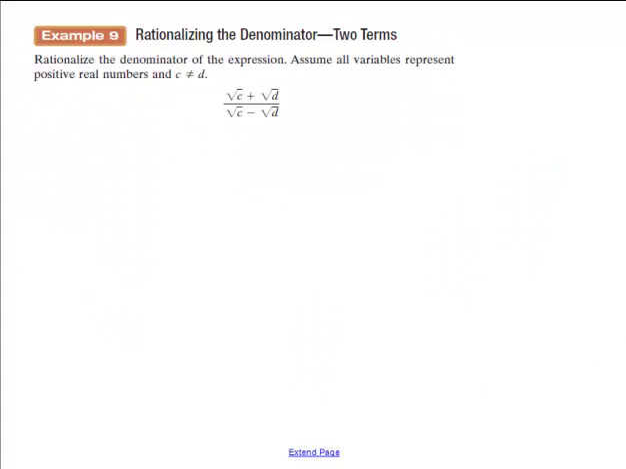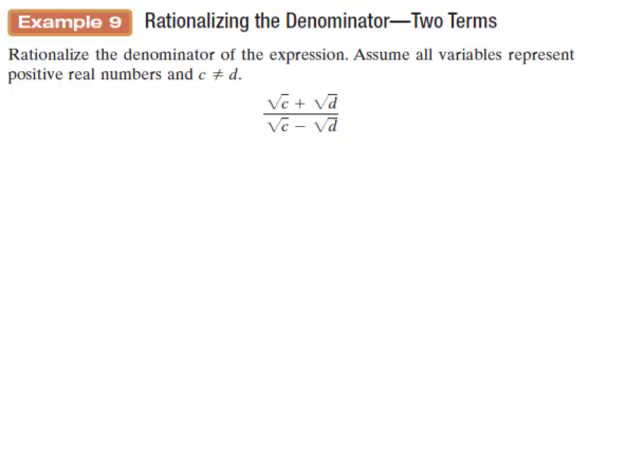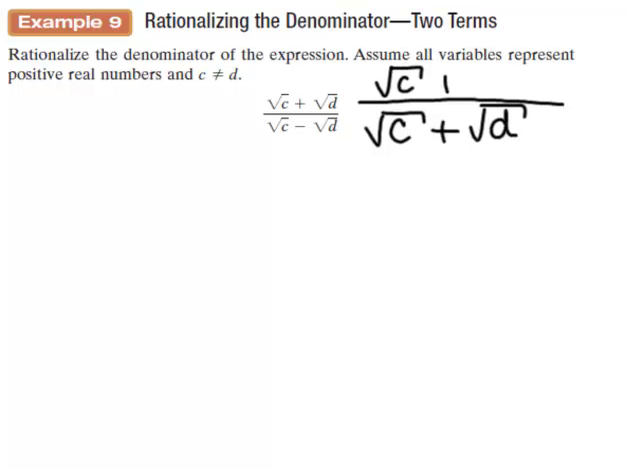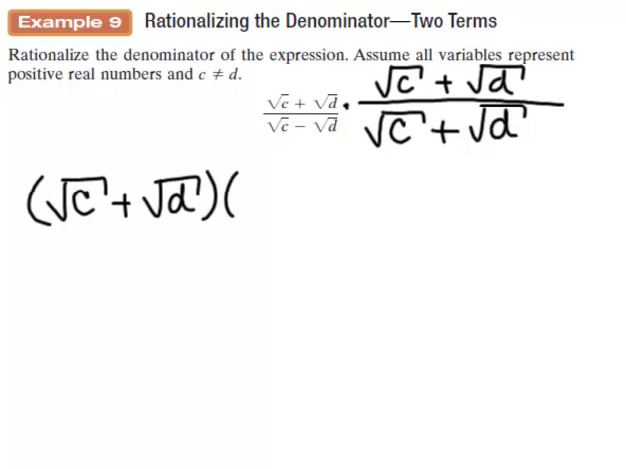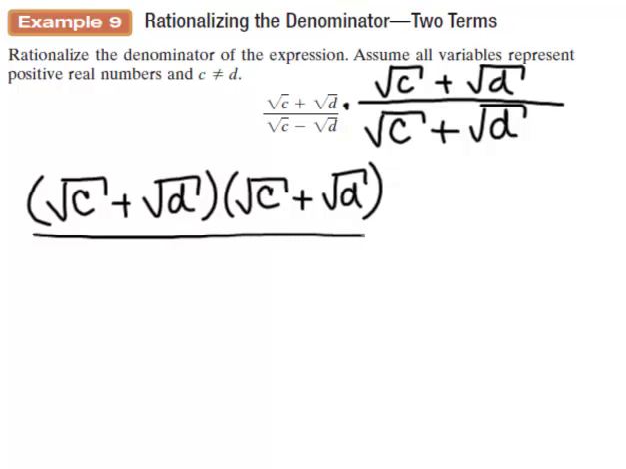Let's do another one. So this one has 2 square roots. Still okay. We just need to find the conjugate. So you look at your denominator. You rewrite your denominator exactly the same, except change the sign. And then you have to remember, whatever you do to the top, you have to do to the bottom. And it has to be exactly the same on top and bottom. So what we have on the top is the square root of c plus the square root of d times the square root of c plus the square root of d. And on the bottom, we have our conjugates.